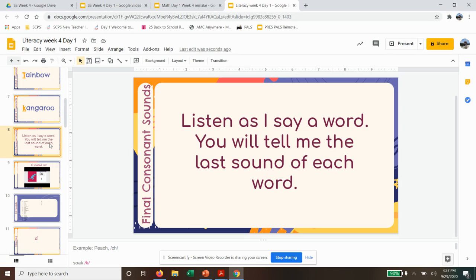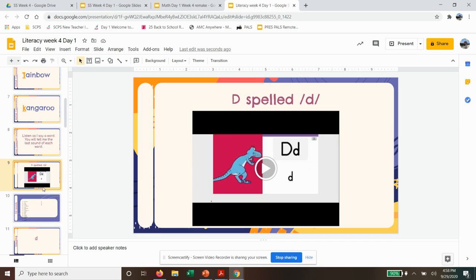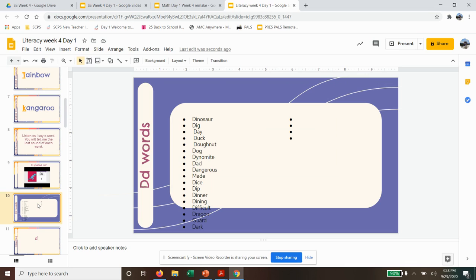Then we listened to words, and I had the students say what was the last sound of each word. So, for example, soak. The last sound of that word was, and then we said D, dinosaur, D. That's the sound that the D makes.